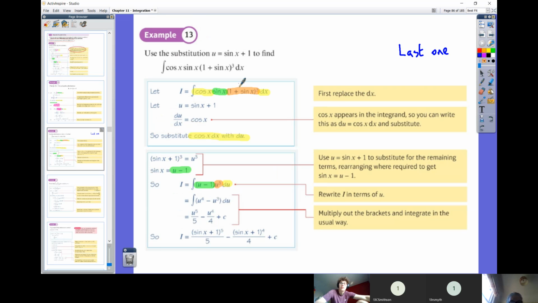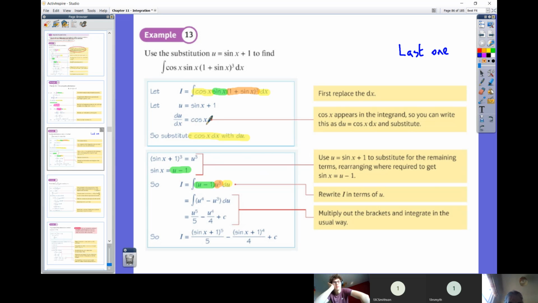So example 13, they're telling us to use this substitution here to integrate this here. So that's what we're going to integrate. And we've been told to let u equal sin x plus 1. So let's just kick off by differentiating u. So du dx equals cos x. Multiplying both sides by dx, you'll see that du equals cos x dx.